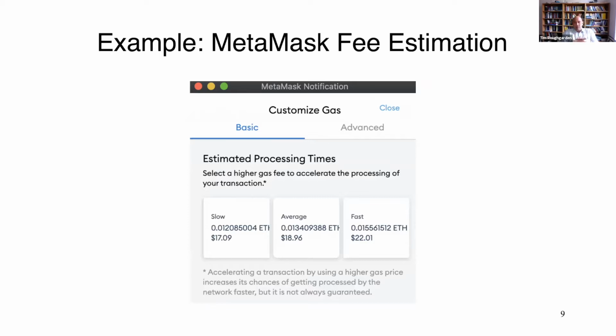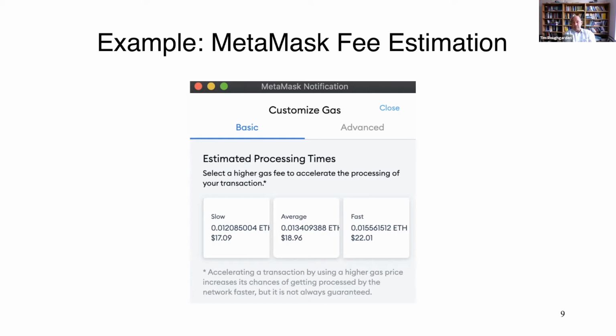So for example, just to make this concrete, I'm sure many of you have used Metamask, which is one of the most popular Ethereum wallets. And if you go to the advanced tab here, you can actually set exactly whatever bid you want, whatever gas price you want. But for those who are not power users, it gives you this simple menu of 3 options. In effect, it says, if you want your transaction to be in the next block or two, pay $22. Or if you're happy to wait 30 to 60 minutes, feel free to just pay $17.